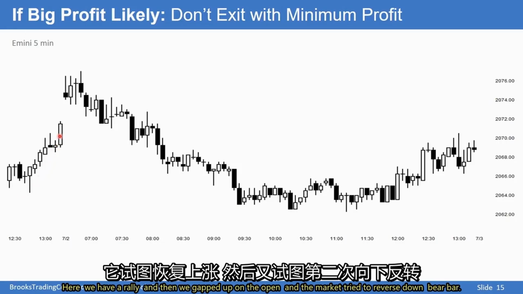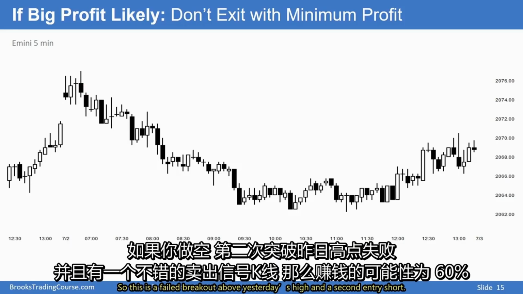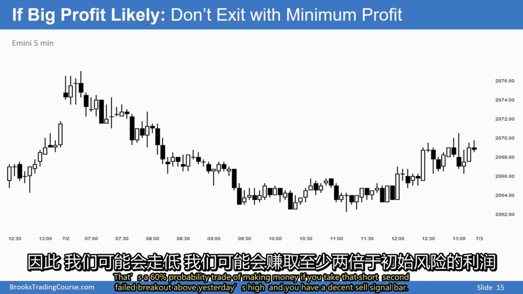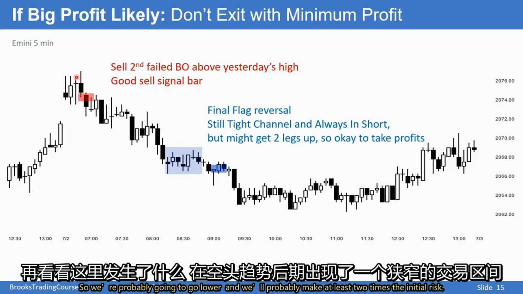Here we have a rally, and then we gapped up on the open. And the market tried to reverse down, bear bar. It tried to resume up, and then it tried to reverse down again a second time. So this is a failed breakout above yesterday's high and a second entry short. That's a 60% probability trade of making money if you take that short. Second failed breakout above yesterday's high, and you have a decent sell signal bar, so we're probably going to go lower, and we'll probably make at least 2 times the initial risk.